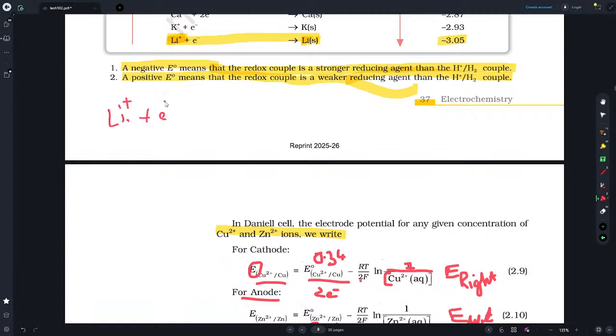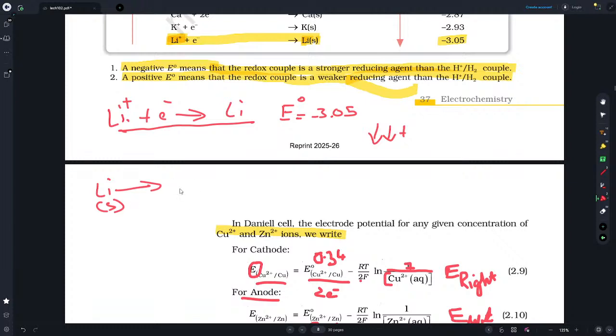Lithium plus gaining electrons, this is a reduction to lithium, has an electrode potential value of negative 3.5, which means it has a very low tendency to undergo this reaction. But in the reverse way, lithium metal has a really high tendency to undergo oxidation to give lithium plus ion. This means it has a really high oxidation potential.